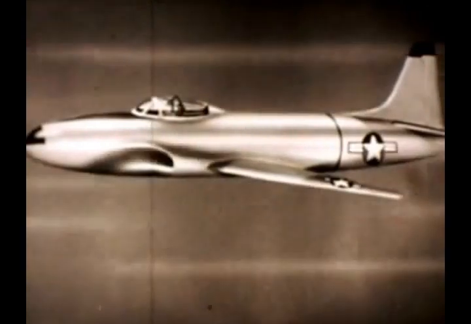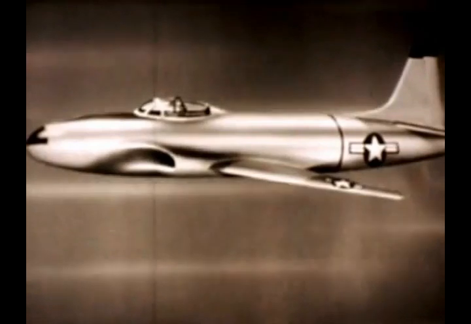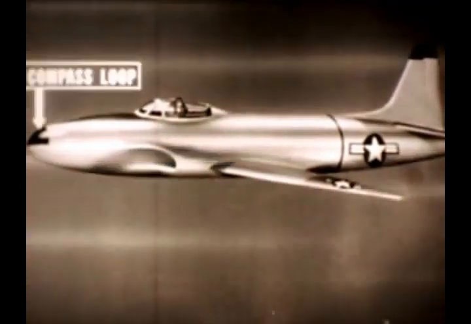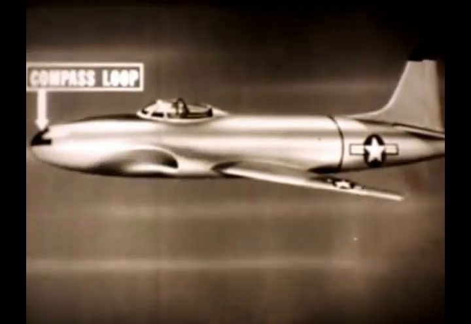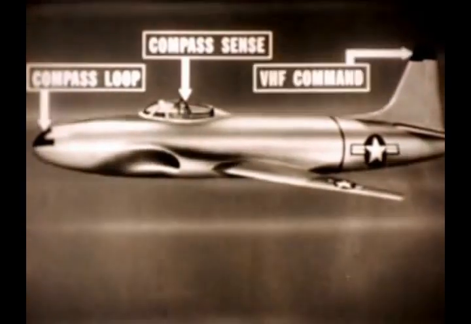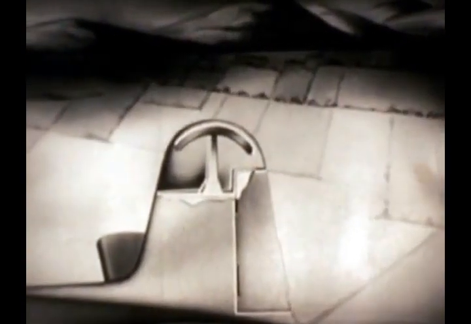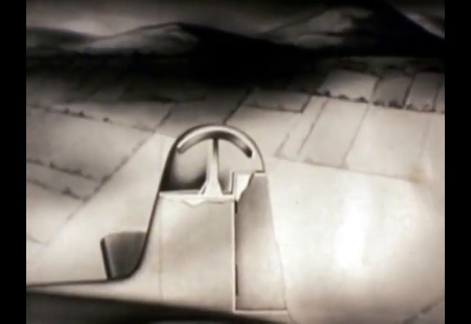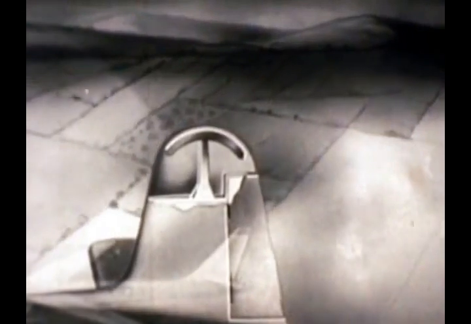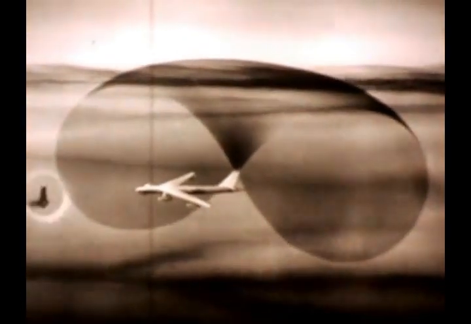Today, most jet aircraft have recessed antennas. These may be located in many different spots, such as the compass loop in the nose, the compass sense in the cockpit, and the VHF command in the vertical stabilizer. Because of its appearance, the antenna is called a pickaxe. It is a top-loaded quarter-wave antenna. From it, a pattern can extend in nearly all directions and thus reach ground control stations.